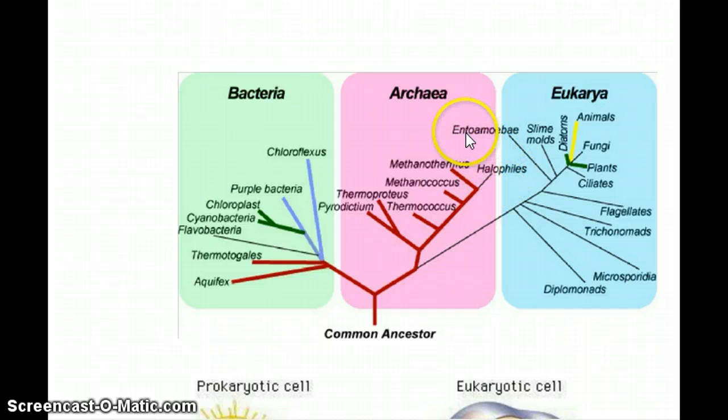Okay, so the entoamoebae is a eukaryote, but it kind of maybe has some archaean qualities to it. So these lines are not drawn exactly clearly. There is some fuzzy overlap, and life is complicated that way. But this is the most general way we can classify it.